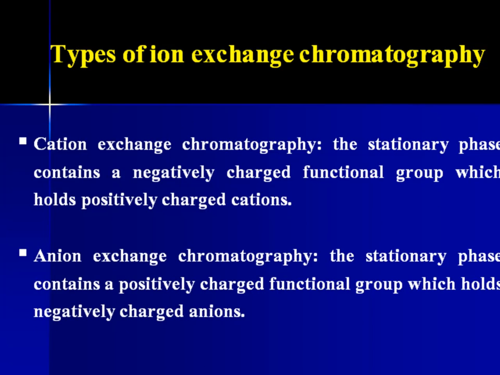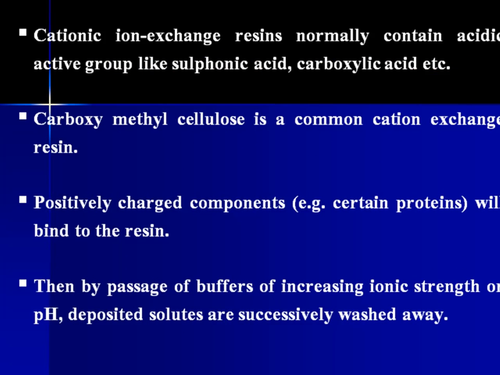Types of ion exchange chromatography. Mainly there are two: cation exchange chromatography and anion exchange chromatography. In cation exchange chromatography, the stationary phase contains a negatively charged functional group which holds positively charged cations, while in anion exchange chromatography, the stationary phase contains a positively charged functional group which holds negatively charged anions.